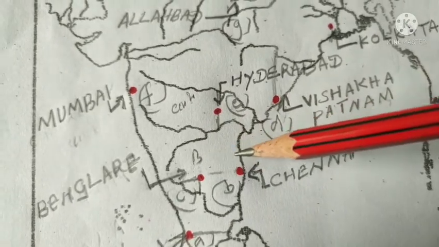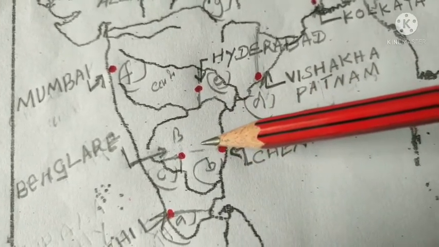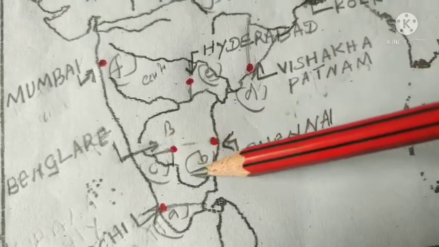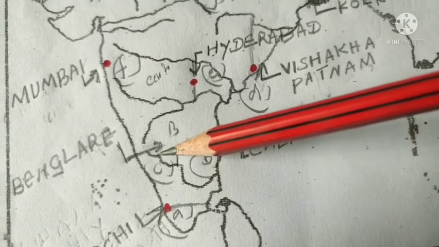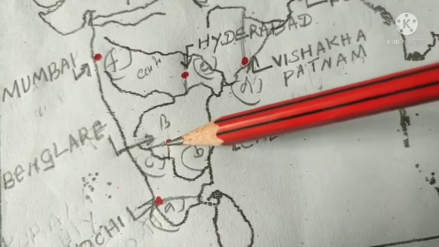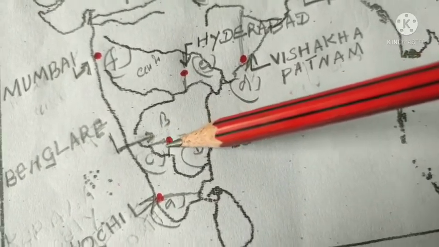And next is Bengaluru. So where is Bengaluru situated? So this is river Kaveri, and from this river Kaveri you have to make a line here, and from here also make a line. Both lines are joining at the place of Bengaluru.